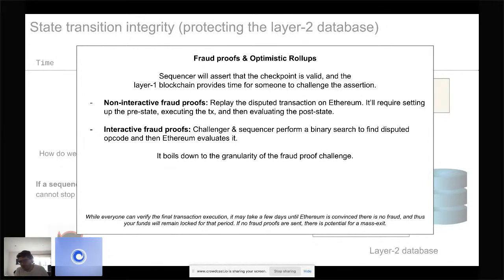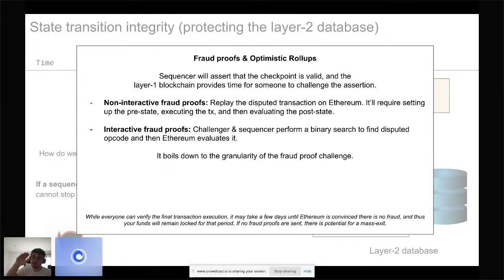So in the fraud-proof world, the sequencer will assert that something is true. Then there's a challenge period where anyone in the world could challenge that and try to convince Ethereum that it's not true. And there's 2 different fraud-proof systems so far. The first is the non-interactive fraud proof. So if the sequencer posts a checkpoint and it contains an invalid transaction, the user could basically post evidence of this. What they'll do is they'll say, Ethereum, transaction 20, I'm going to dispute this.